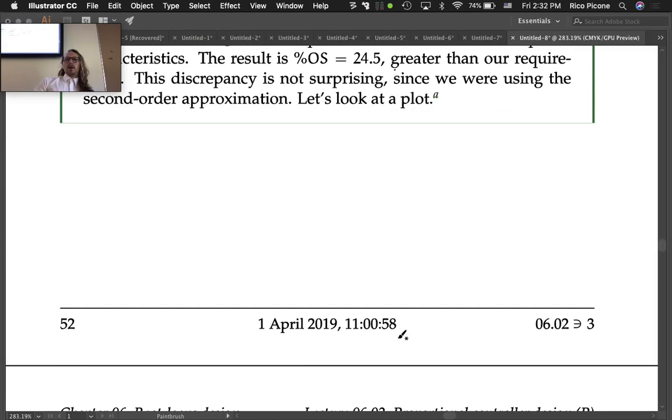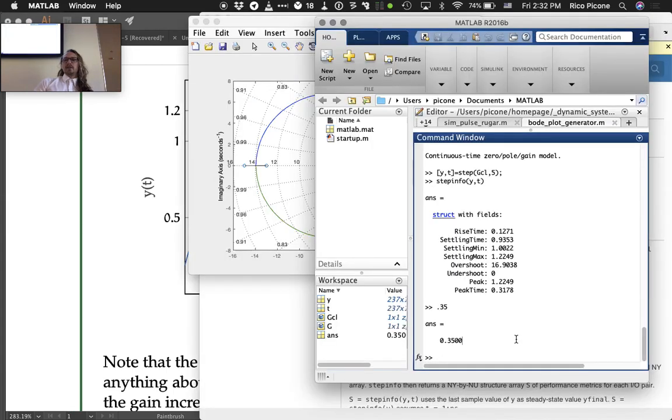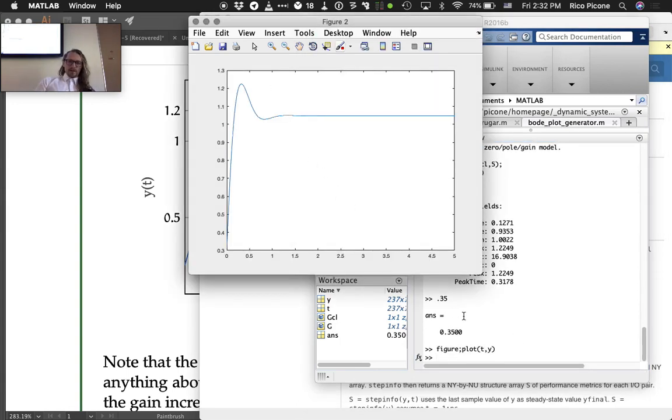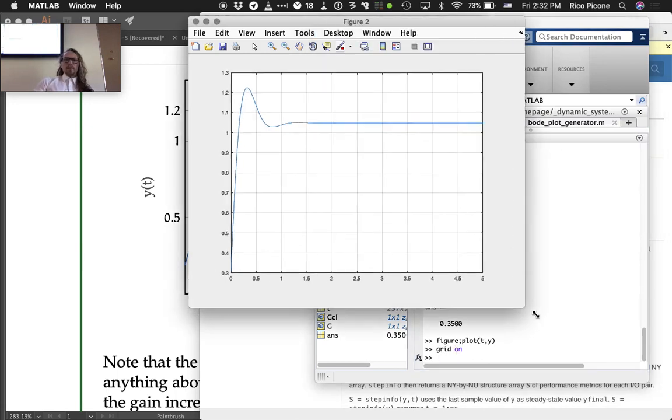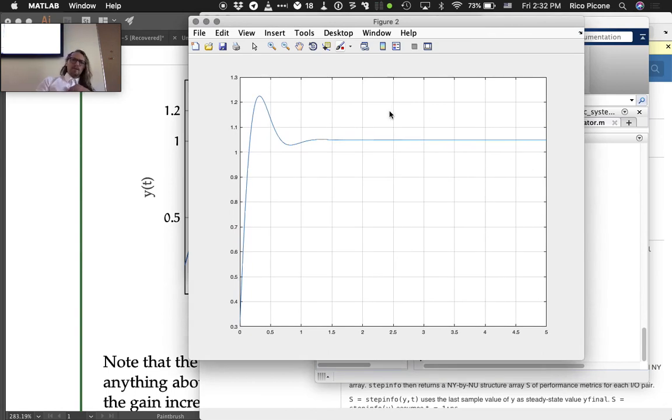And if we want to look at the step response, let's actually do a figure, plot t comma y. Turn on the grid. We see that there's a couple things that are interesting here. First of all, the step response does not go to 1. Okay, the command is 1, and it doesn't go to 1. So what are we going to call that difference here? Steady state error, right? That difference at the end here is steady state error.